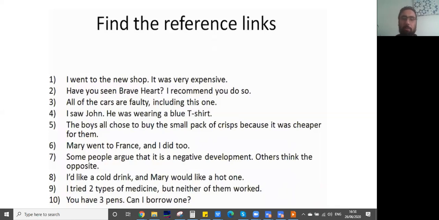Others is referring to people. Okay, good. Number 8: I'd like a cold drink and Mary would like a hot one. Thank you, Satish. We're not sure what it is because it probably came from the sentence before it. So let's move on to number 8. Like a hot one. Yes, definitely the drink there. Excellent.